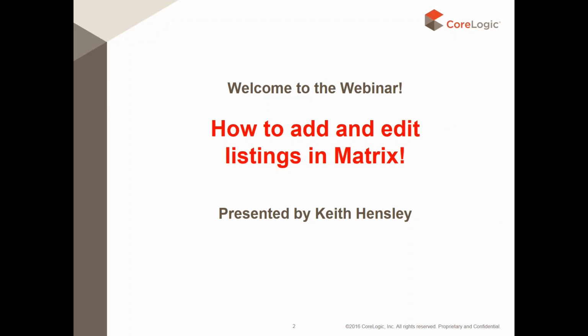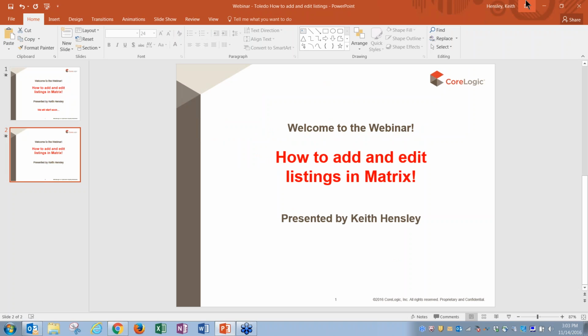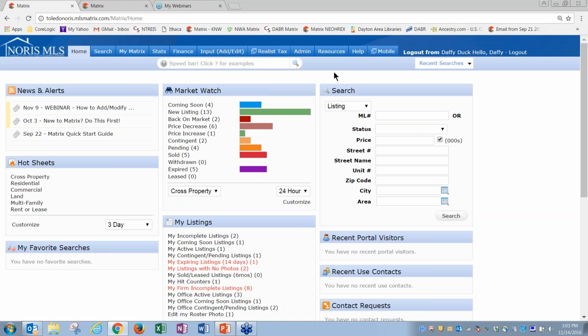And as you know, we are cutting over to Matrix. So this webinar is going to show you how to add and edit listings using Matrix, the new system. Fusion has now been taken out of adding and modifying listings, and as of Tuesday morning, November 15th, around 11 o'clock is when we're going to start adding listings using Matrix. So let's jump into Matrix.